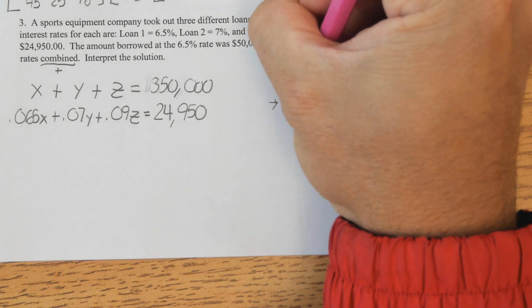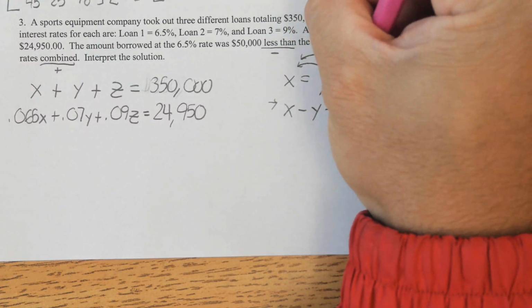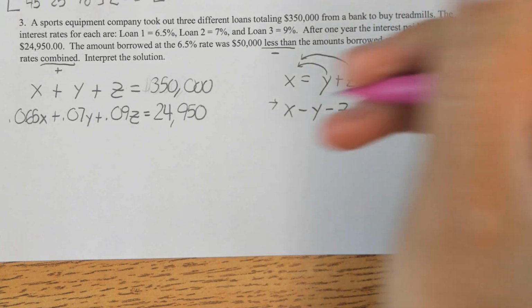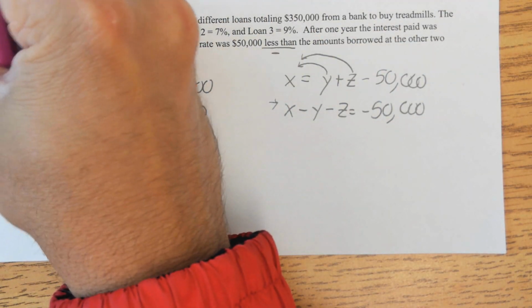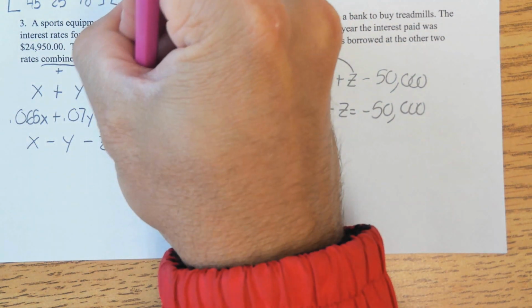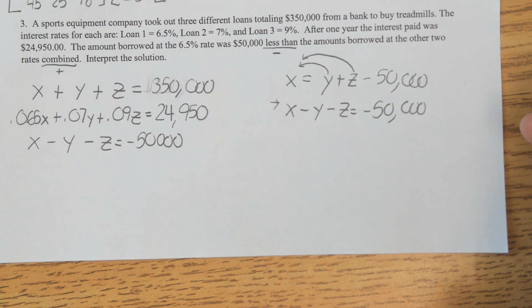And so it's going to look like this. You're going to get x minus y minus z equals a negative 50,000. And so we'll put that down here. So we're going to have x minus y minus z equals a negative 50,000.